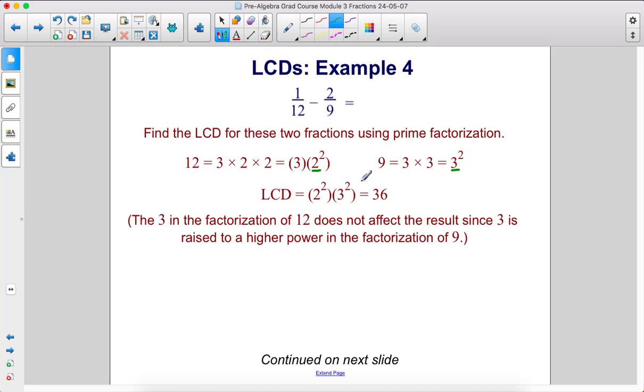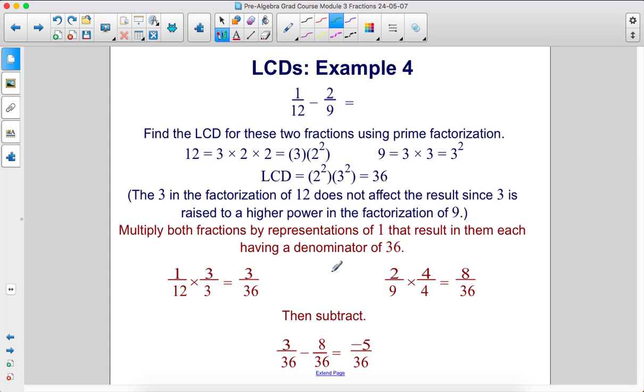2 squared times 3 squared is 36. The 3 in the factorization of 12 does not affect the result, since 3 is raised to a higher power over here. Remember, we don't have to include all of the 3's, just the 3 raised to the highest power. We're now going to convert both of these fractions to equivalent fractions that have a denominator of 36. In order to get 12 to become a 36, we multiply it by 3. So we're going to multiply the whole fraction by 1, in this case, 3 over 3.